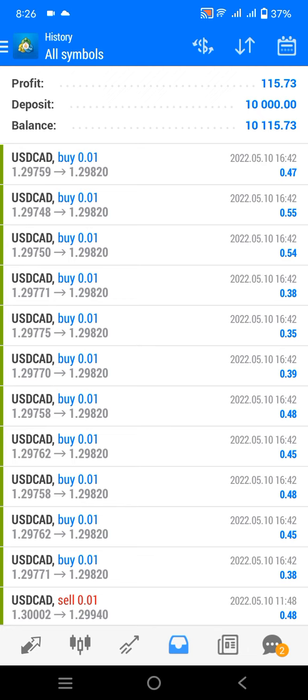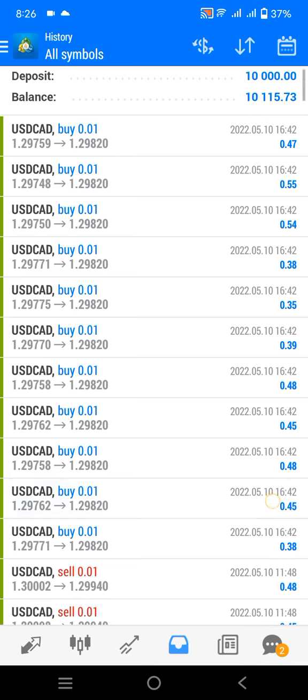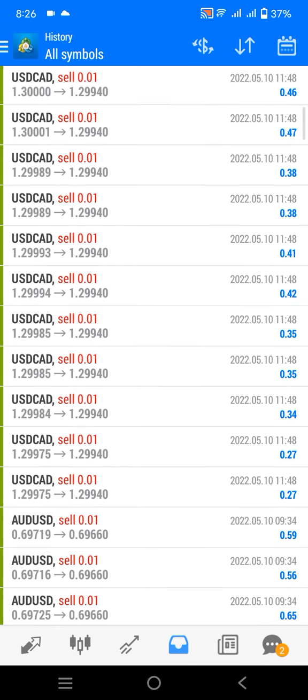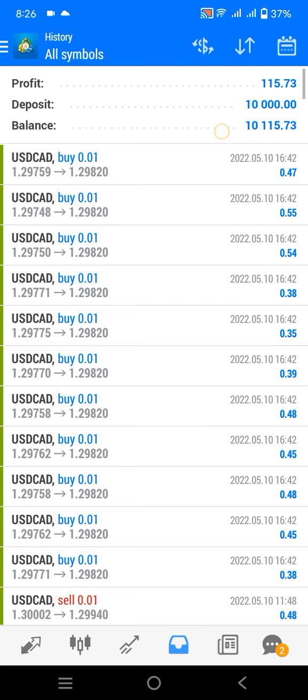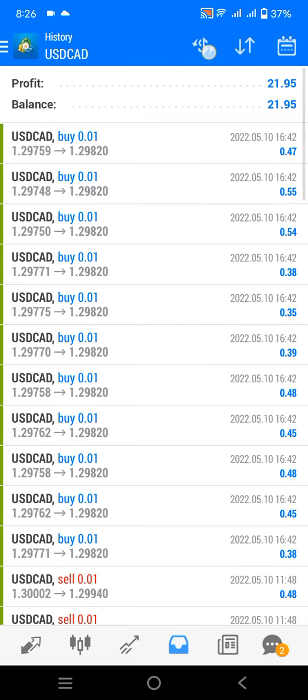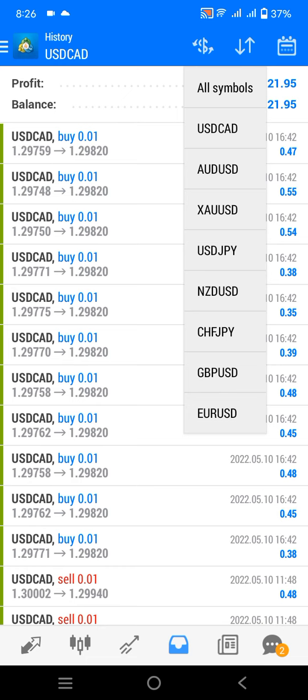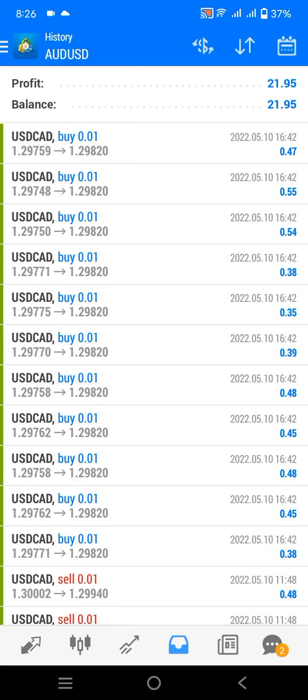$115 in profit. And look here, USD CAD with 0.01, and they booked 4 pips, 5 pips, 4 pips, 3 pips, and 2 pips. Or you can use it on any index. Look here, all symbols. Here is the history, USD CAD with $21 profit. Always we are using 0.01. AUD USD.